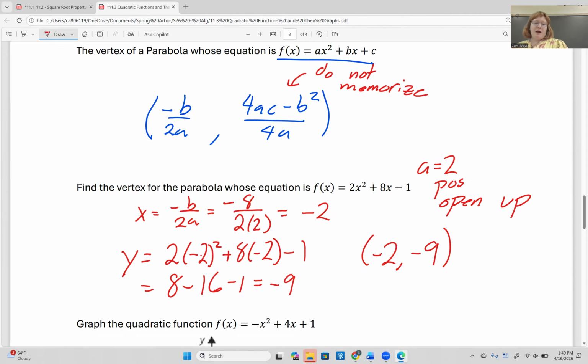So if I wanted to write this in my vertex form, the function would be 2 times x plus 2 squared minus 9. Because I can just plug that vertex in, the h and the k.